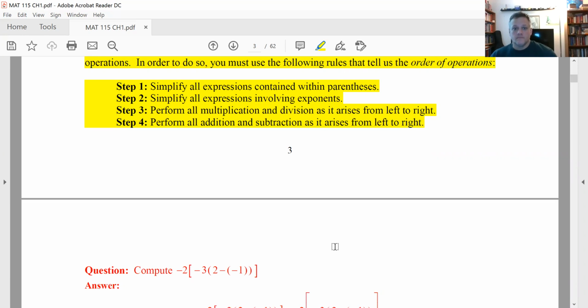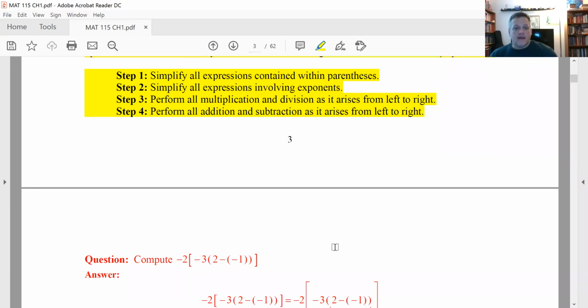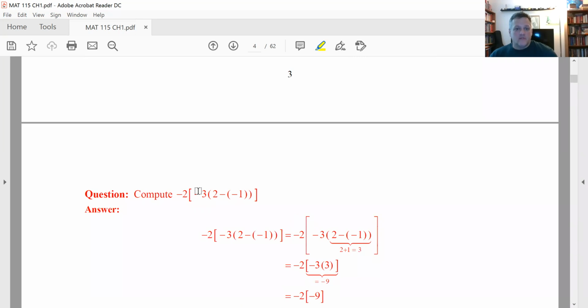All right, so now that you've tried it, notice that we have a set of brackets, right? So you want to hone in only on what's in those square brackets first. That's what we do here. But then within those brackets, we have a set of parentheses, namely the 2 minus the -1.